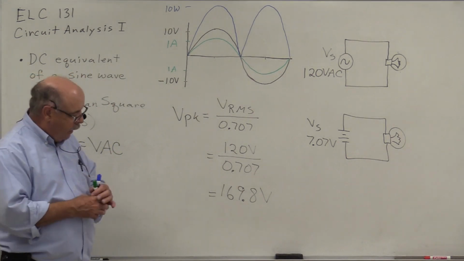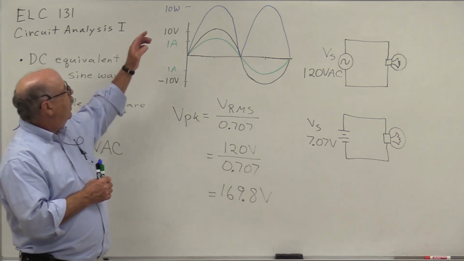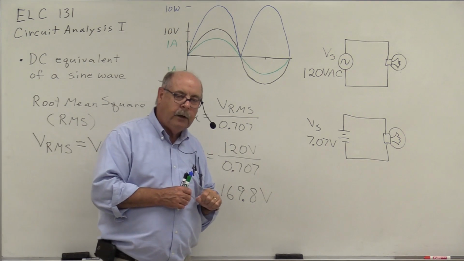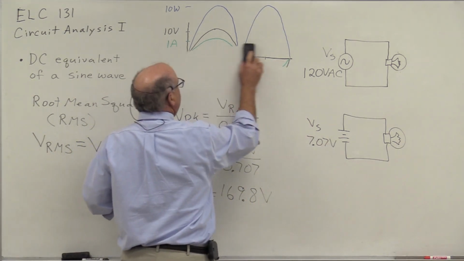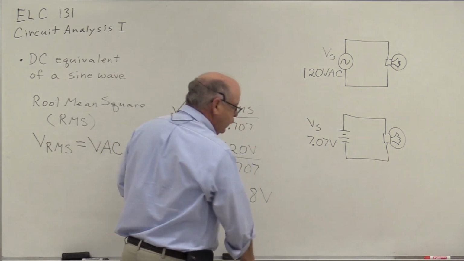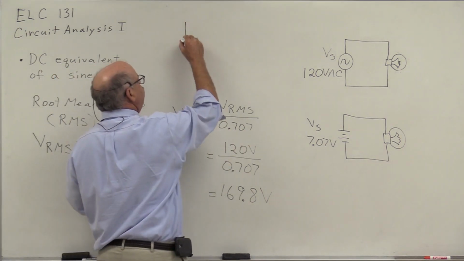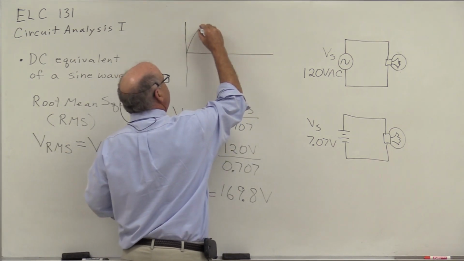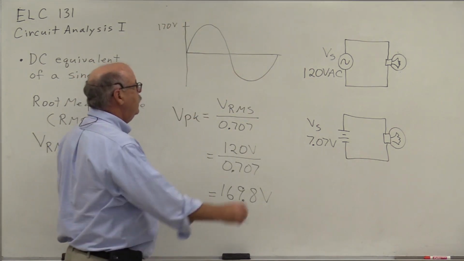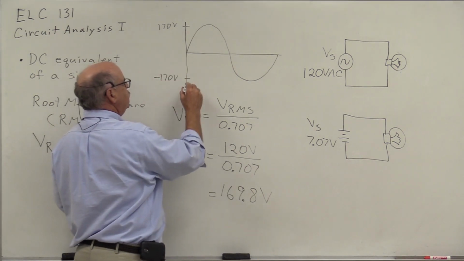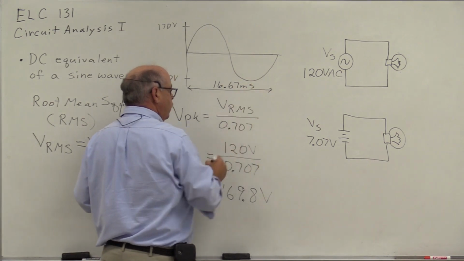So in your homes, at the receptacles and provided to your lights, we have an AC waveform that goes up to 170 volts, down to negative 170 volts, back up to positive 170 volts, all at a frequency of 60 hertz. So in your homes, if you could view the waveform at the receptacles or at the lights, this waveform would go up to 170 volts, down to negative 170 volts, and that all happens in a period of 16.67 milliseconds.